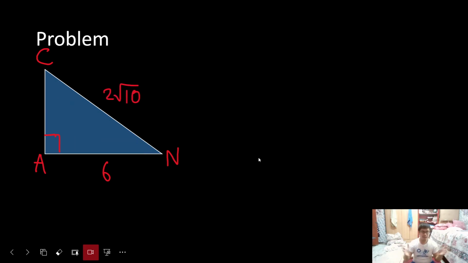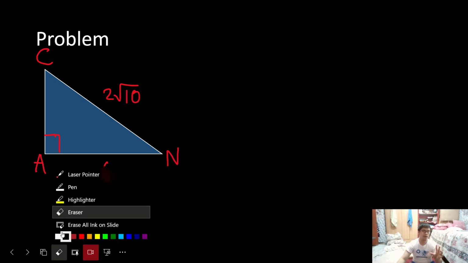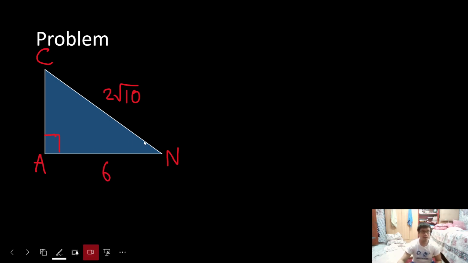All right, so let's go to the next example. Let's just say the same corners, C, A, N, still the same, but the units are different. So the same goal: find the angle N and find the angle C, and you have your given sides. Let's just start with finding the angle N. So angle at N, we're referring to the angle here.